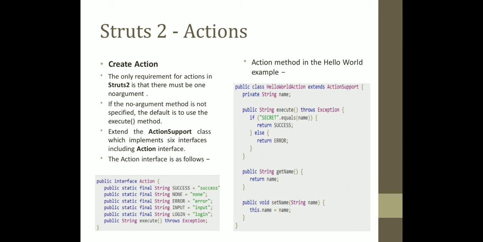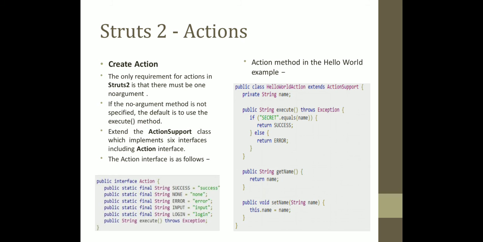Then, how to create the action. The only requirement for an action in Struts2 is that there must be one no-argument method. This is the most important thing to be remembered about creating an action in Struts2. If the no-argument method is not specified, the default is to use the execute method. And third, extend the ActionSupport class which implements 6 interfaces including the Action interface.